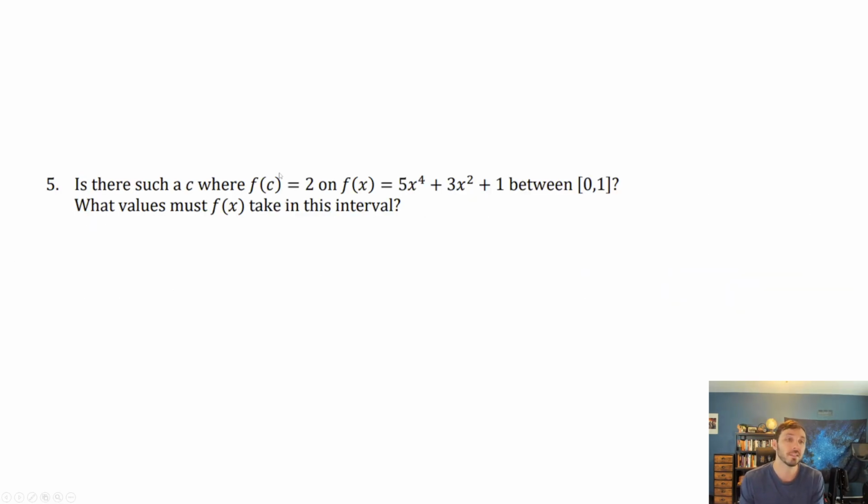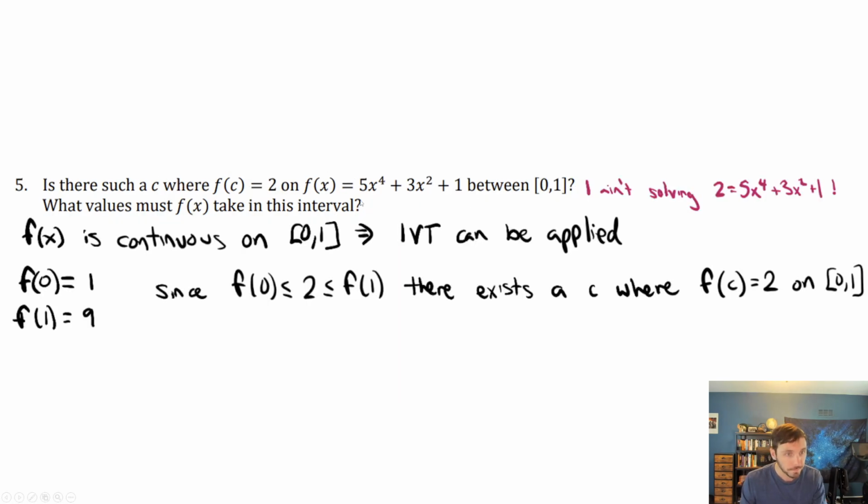This is asking, is there such a value c where f of c is equal to 2 between 0 and 1? So what this is actually asking us to solve, in some ways, is can you solve the equation 5x to the 4th plus 3x squared plus 1 equal to 2? So what we do is this. We make some sort of statement on continuity, because that's the important piece. If you don't have continuity, this just doesn't work. All polynomials are continuous, so there's no issues here.